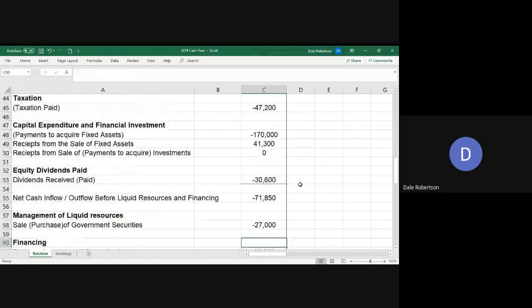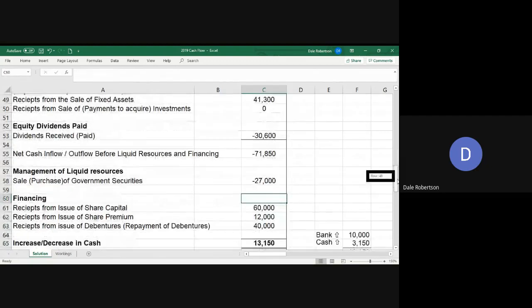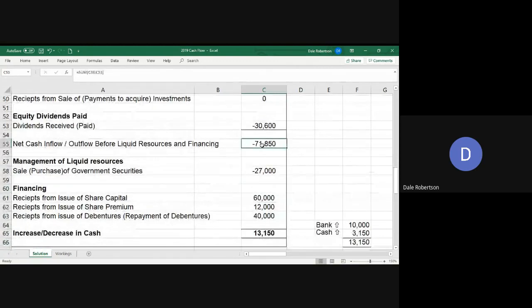And then we have the after financing bit. Now, government securities went from 0 up to 27,000 in the question. So that is a -27 because we have purchased. Again, you must put down whether it is a sale or a purchase, not both in this situation.